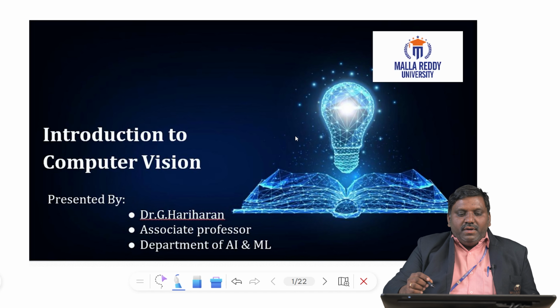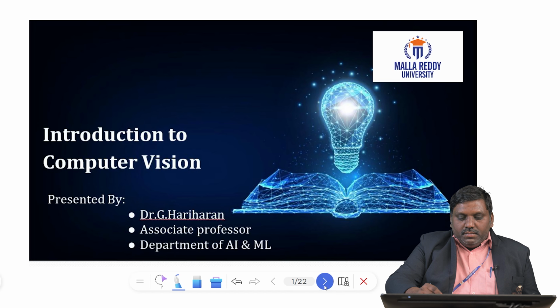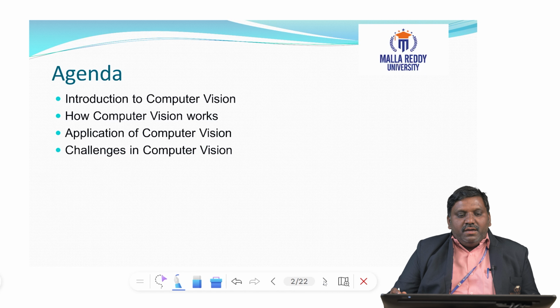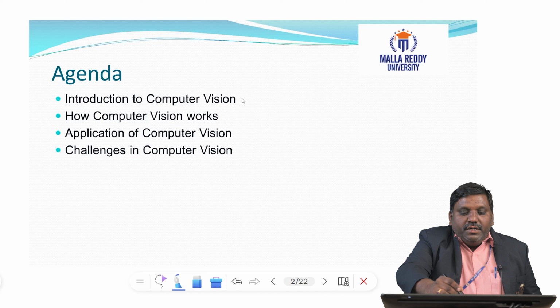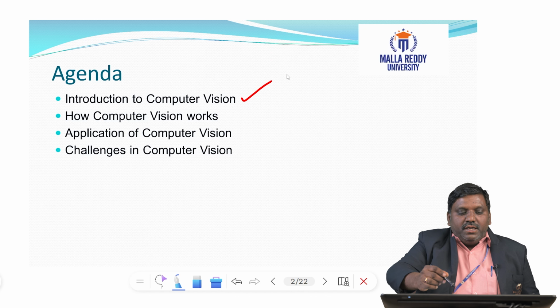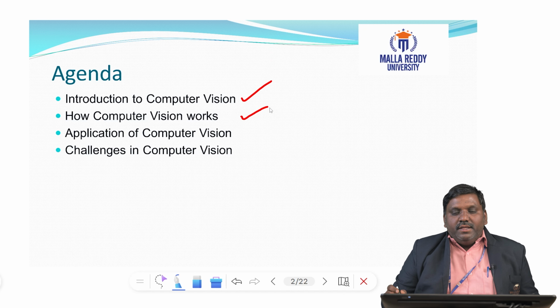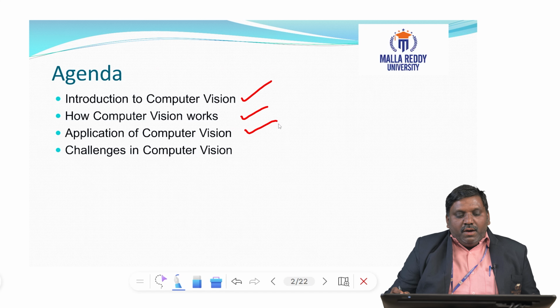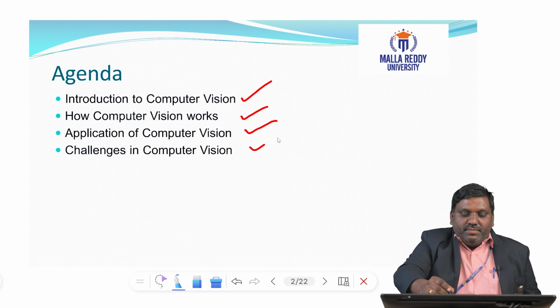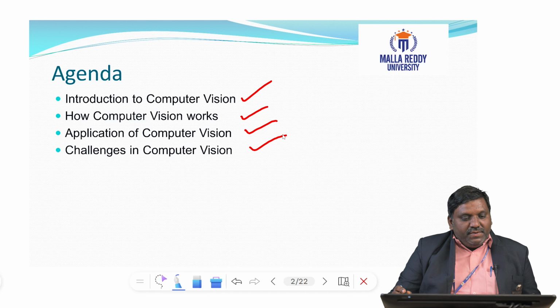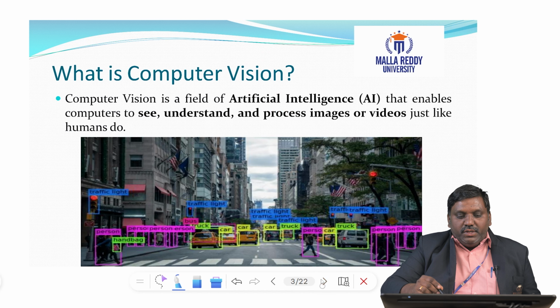In this lecture, we are going to discuss the introduction to computer vision. The agenda for today's lecture: the first theme is the introduction to computer vision. Next, how computer vision works. Then the applications of computer vision. Then, if you are using computer vision, what are the challenges that we are supposed to handle? So these are the agenda items that we are going to discuss in today's lecture.